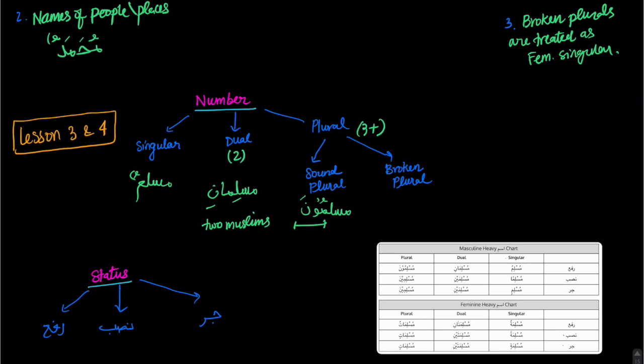Another type of plural is the broken plural, and this doesn't have a specific pattern, and it's learned mainly through experience and exposure to vocabulary. So for example, the word kitab is singular and the plural is kutub. So kutub means books, and it is a broken plural. So this is treated as feminine singular, like we learned in our rule.